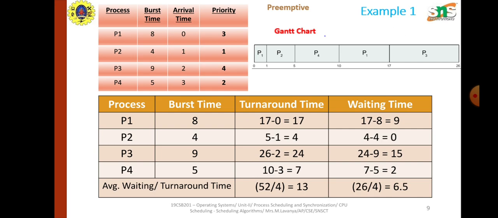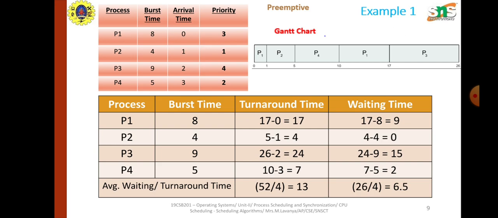The concept of preemptive is that while a lower priority process is occupying the CPU and a higher priority process newly arrives in the queue, the lower priority process will be preempted and placed on the waiting queue, and the higher priority process will be allocated the CPU.